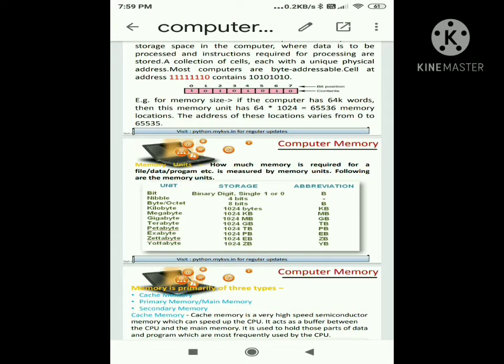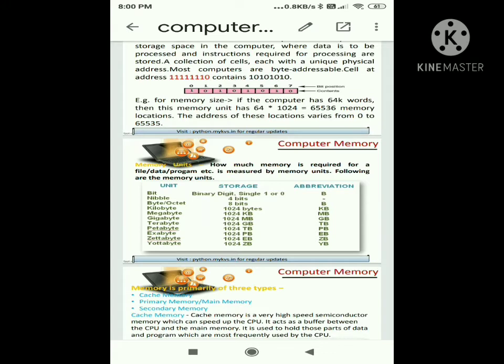Then the second one is nibble. It contains 4 bits. And the next one is byte or octet. It contains 8 bits and it is abbreviated as B. Then the next one is kilobyte. It contains 1024 bytes and it is abbreviated as KB. Then the next one is megabyte. It contains 1024 KB and it is abbreviated as MB. The next one is gigabyte. It contains 1024 MB and it is abbreviated as GB.